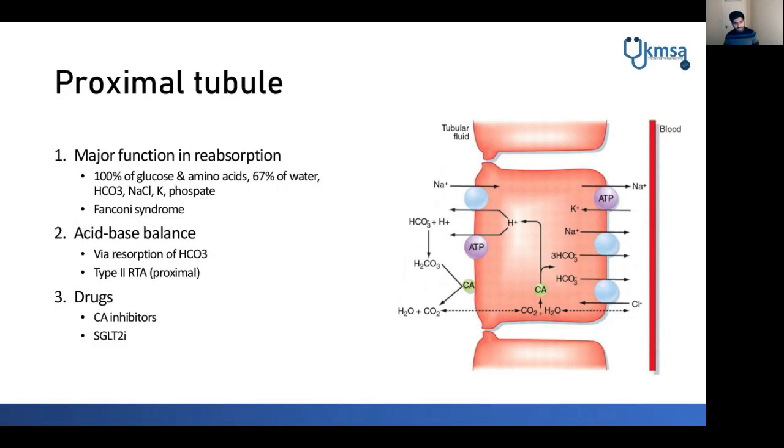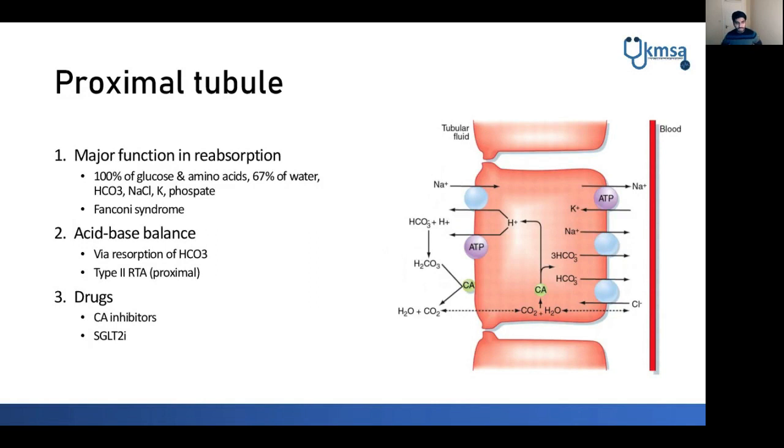Then coming on to drugs, there's a couple of drugs that act on the proximal tubule. One of them is carbonic anhydrase inhibitors. So you see this green molecule here. They inhibit that and they cause a reduction in the absorption of sodium, so more of it gets excreted, so it acts as a weak diuretic.